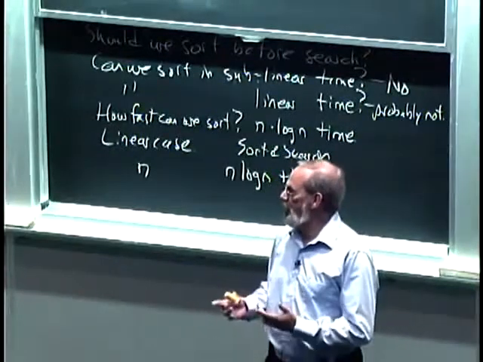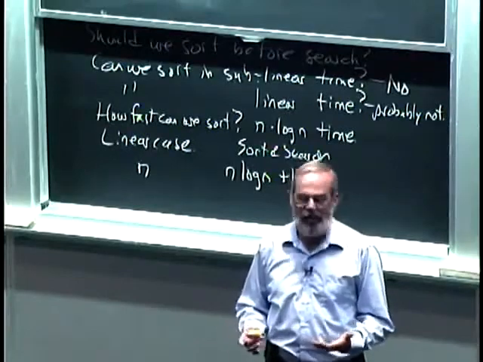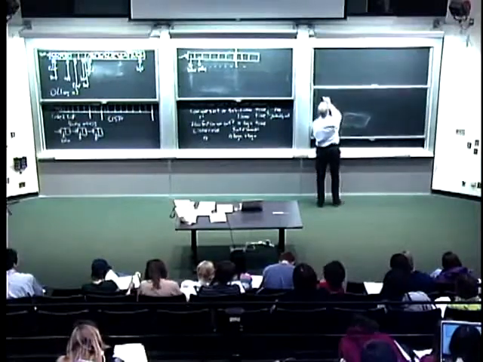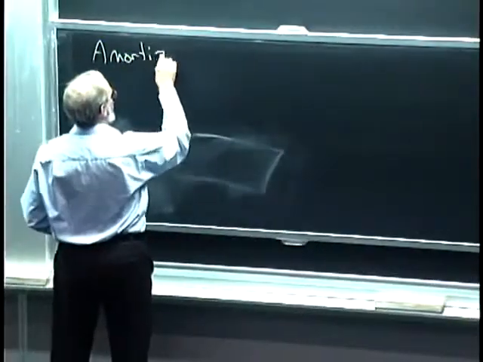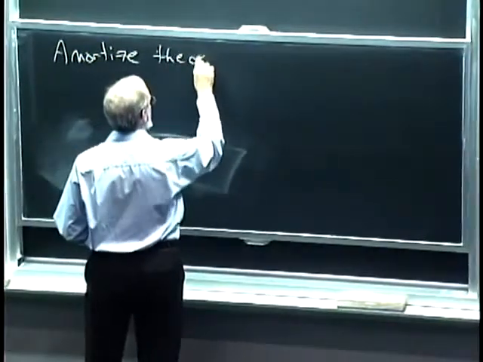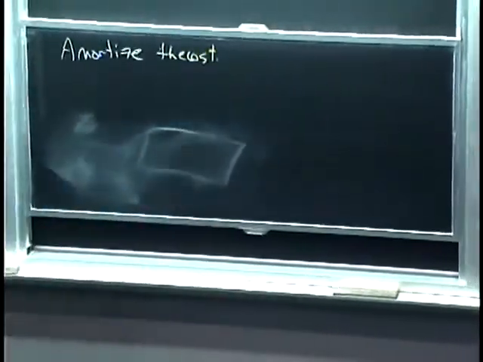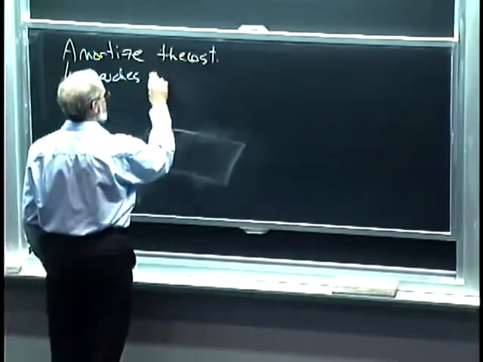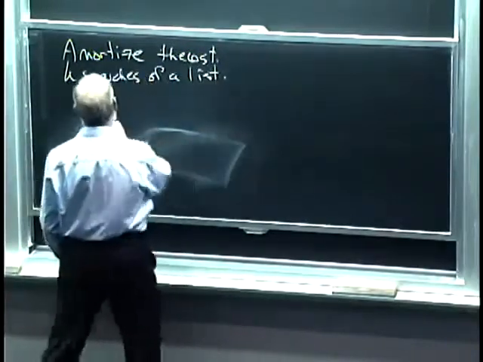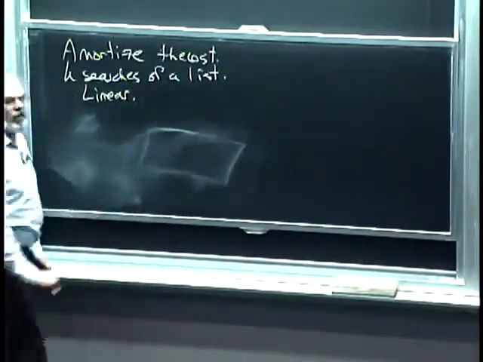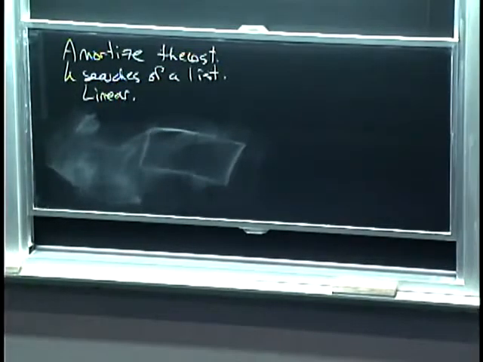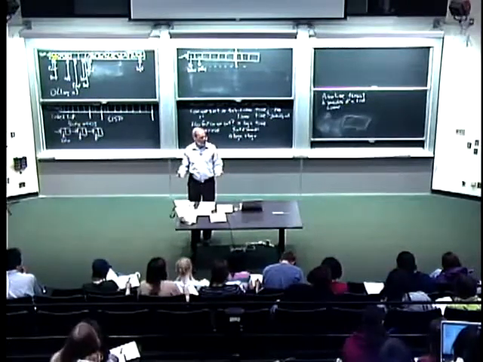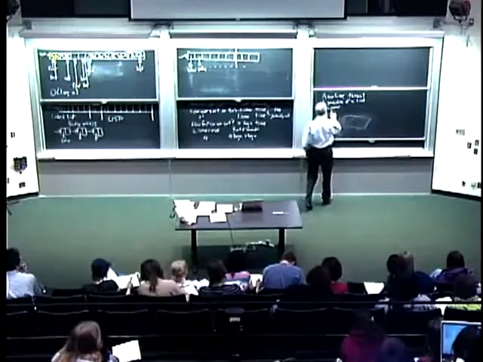On the other hand, am I likely to only search a list once? Probably not. There are going to be multiple elements I'm going to be looking for. So that suggests that, in fact, I want to amortize the cost. And what does that say? It says, let's assume I want to do k searches of a list. In the linear case, meaning in the unsorted case, what's the complexity of this? K times n, right? Order n to do the search, and I've got to do it k times, so this would be k times n.